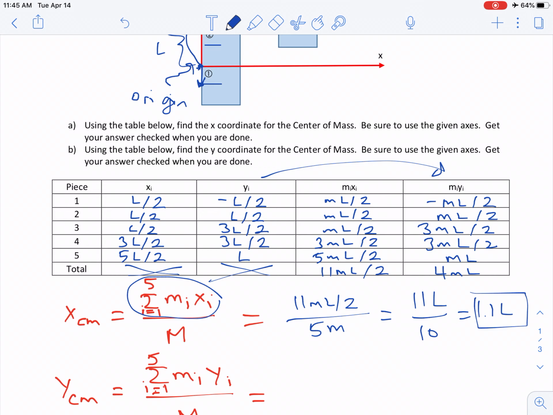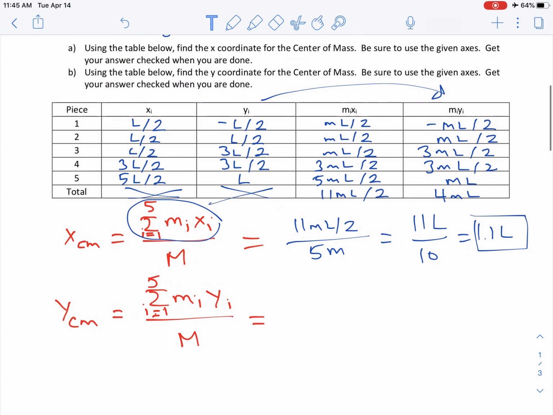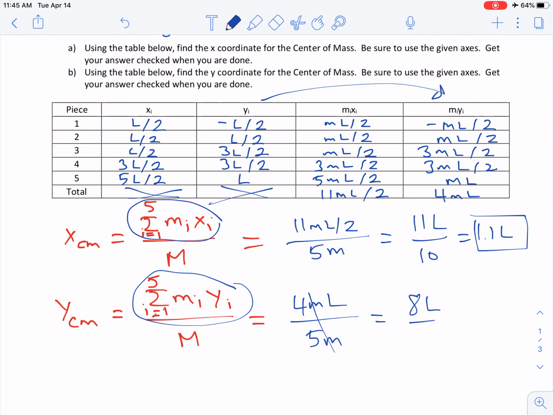And that is the answer to go at the top of this y center of mass equation. That's the sum of mi yi, and that is 4ml. Divide by the total mass, which is 5m. We can also cancel m's and make the denominator 10, so we can do a fraction like that. So it becomes 8l over 10, multiplying both top and bottom with 2, and that gives you 0.8l. And that is the center of mass location for the y-axis.